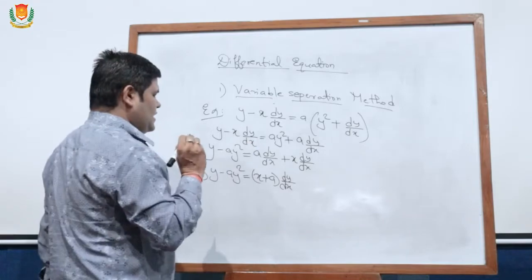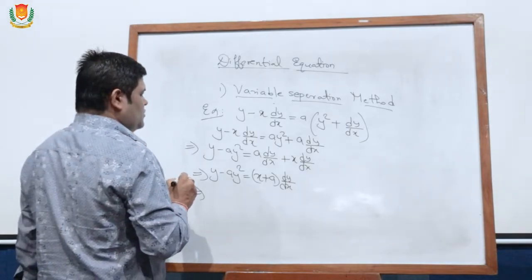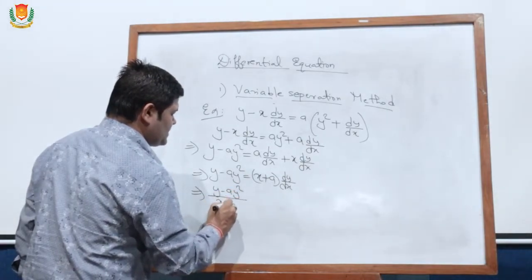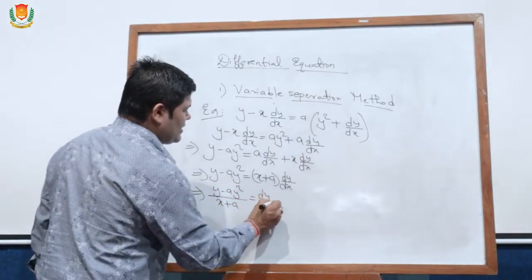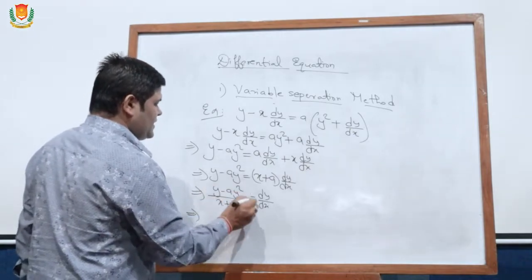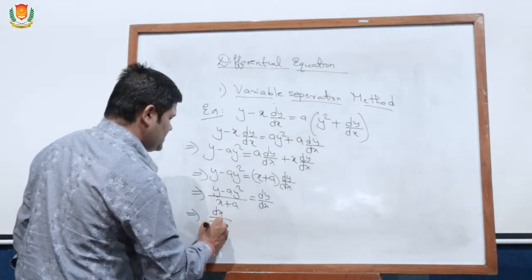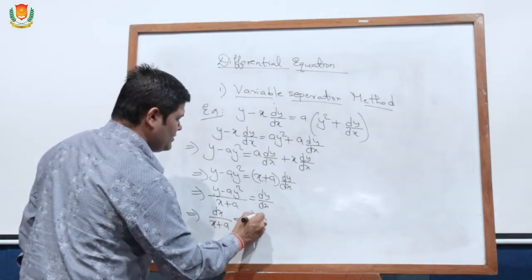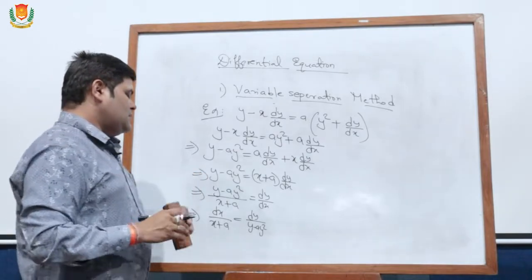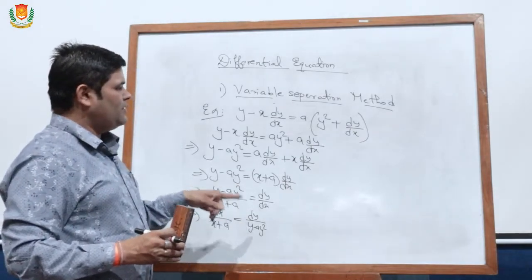Okay, now what we are going to do, we just shift it here. y minus a y square upon x plus a is equal to dy by dx. After that, we shift here and we put this dx like this: dx upon x plus a equals dy upon y minus a y square. Okay, why do we do this? Because when we integrate, dx goes with only a function of x, and dy goes with only a function of y.